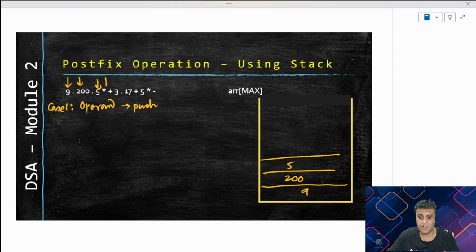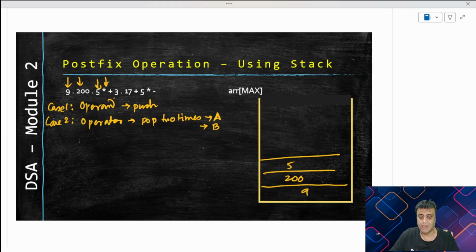Now, if you receive an operator, case 2, then what do you do? You will have to apply that operator to the last two, or rather, let me write it this way. We will say pop 2 times. There is nothing called last; pop will always be last, right? So pop 2 times. The first time you pop, you get A, let's say. The second time you pop, you get B, let's say.